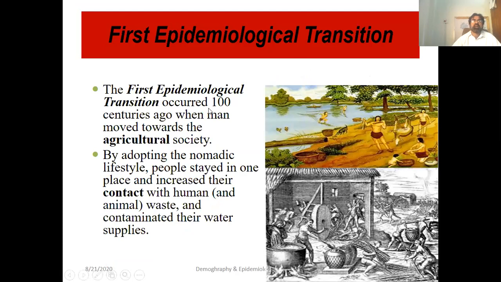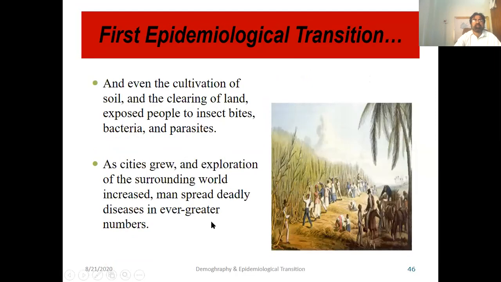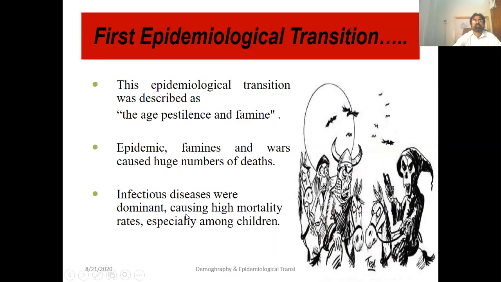First epidemiological transition. The first epidemiological transition occurred centuries ago, when men moved towards the agricultural society. By adopting a settled lifestyle, people stayed in one place and increased their contact with human and animal waste and contaminated their water supplies. And even the cultivation of soil and clearing of land exposed people to insecticides, bacteria, and parasites, so they got infection. As cities grew and exploration of the surrounding world increased, men spread deadly disease in ever greater numbers, and there was an increase in death rate, life expectancy decreasing.